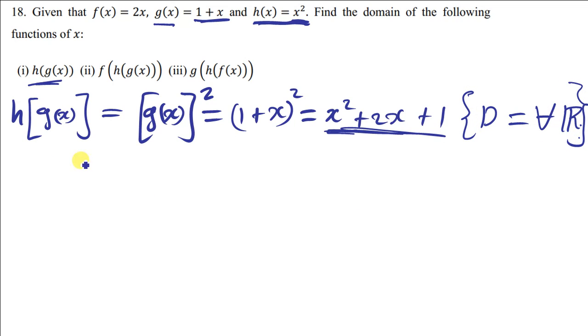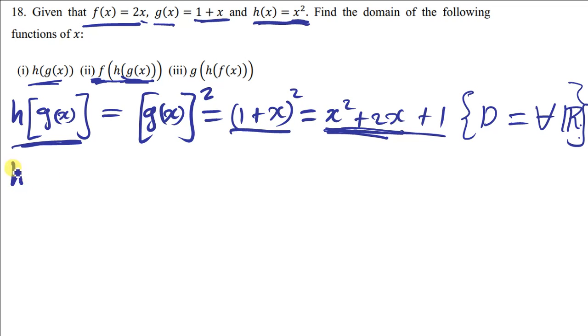Okay, let's quickly do the second one. The second one is simply f of h of g of x. To solve this, I'm going to start with what is in the brackets, and then I'll end with what is outside the brackets. In h, I'm going to replace g of x. We've already found h of g of x, which is 1 plus x squared, this expression here. So in f, where there's x, I'm going to replace it with this expression, because we've already found it.